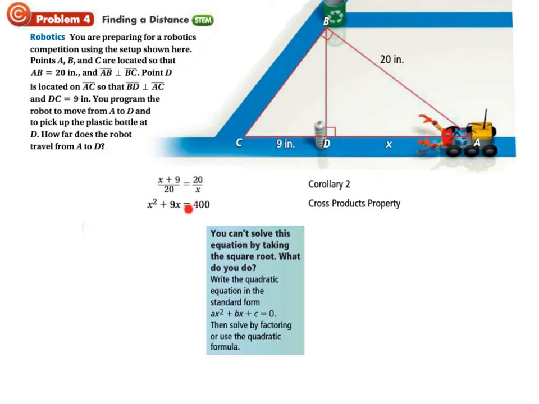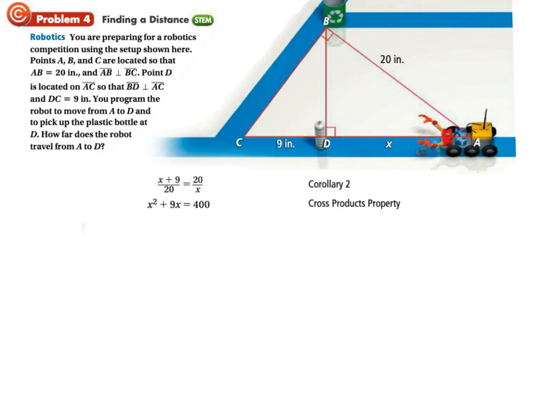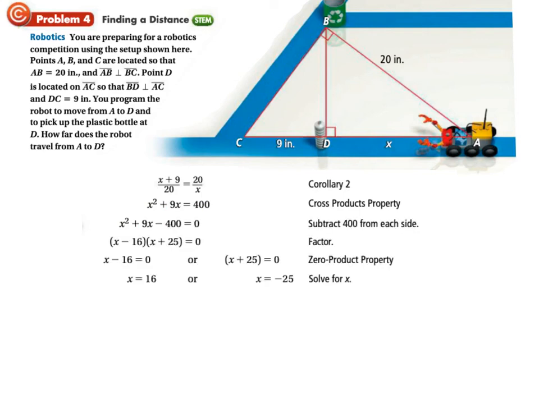Then we use the cross products property. When we do this, we get this. And what can we do here? We can't solve it by taking a square root, so how do we do it? We write it in quadratic form, subtracting 400 from both sides, so we get x squared plus 9x minus 400 equals 0. And then we have to factor. This is a skill that's going to keep popping up until you figure out how to do it. So you factor this out. You ask what two numbers multiply to negative 400 and add together to 9.